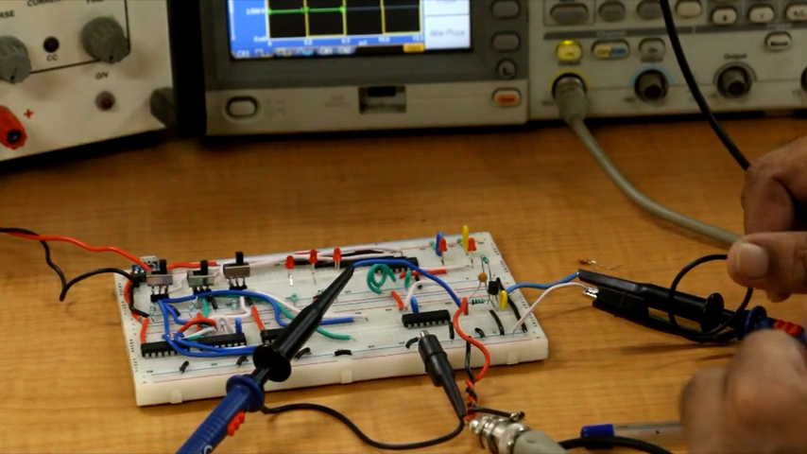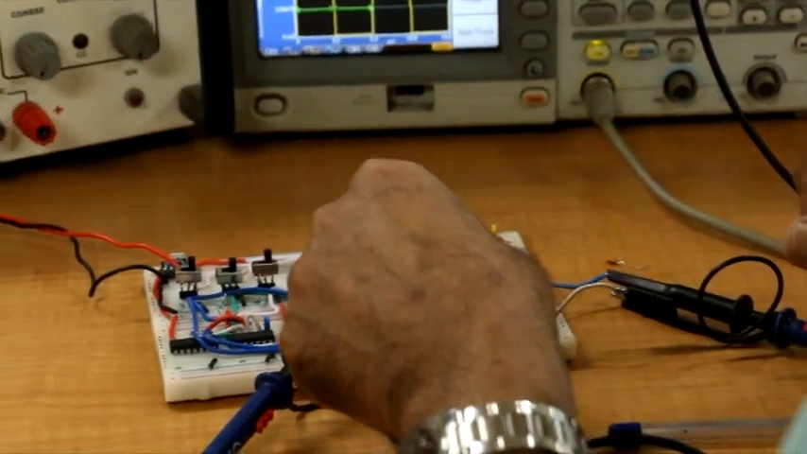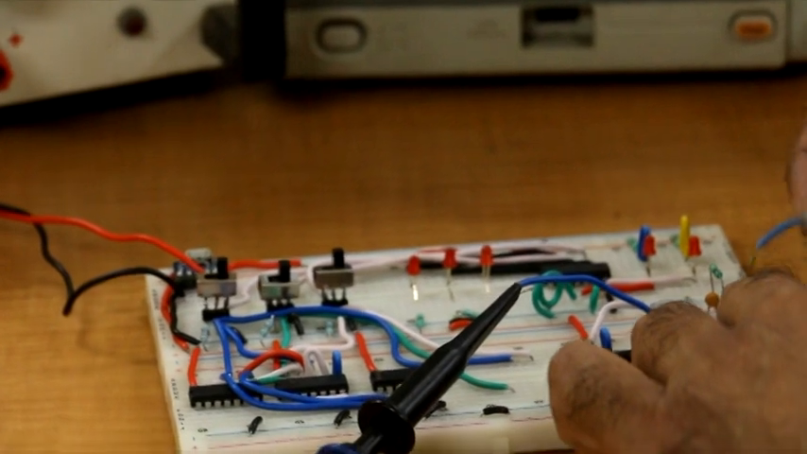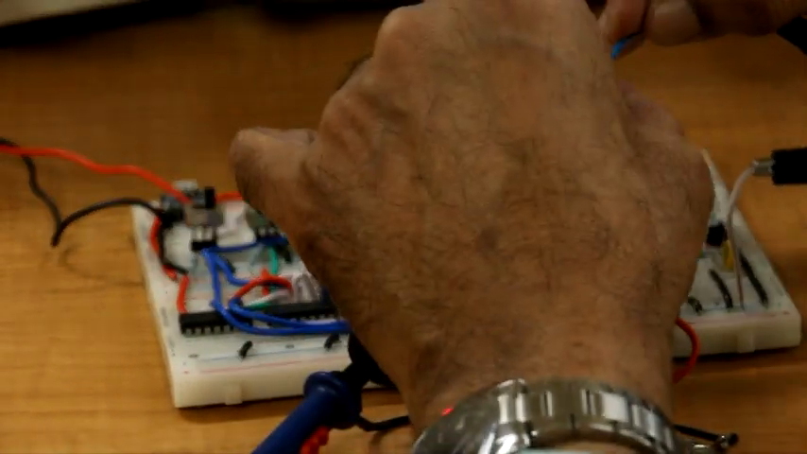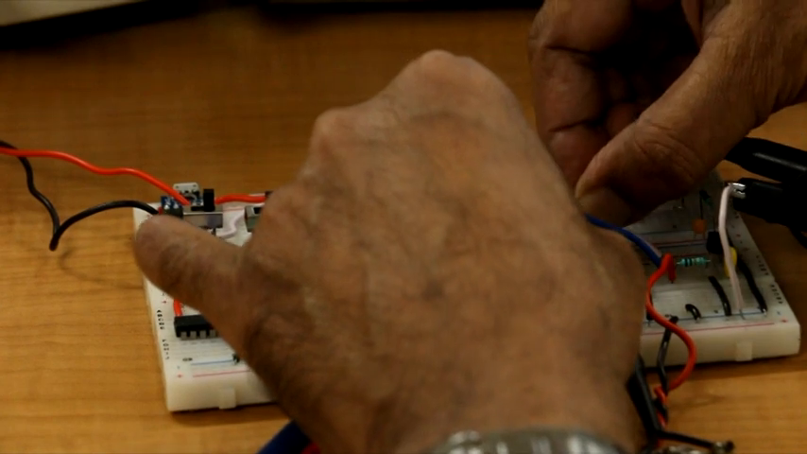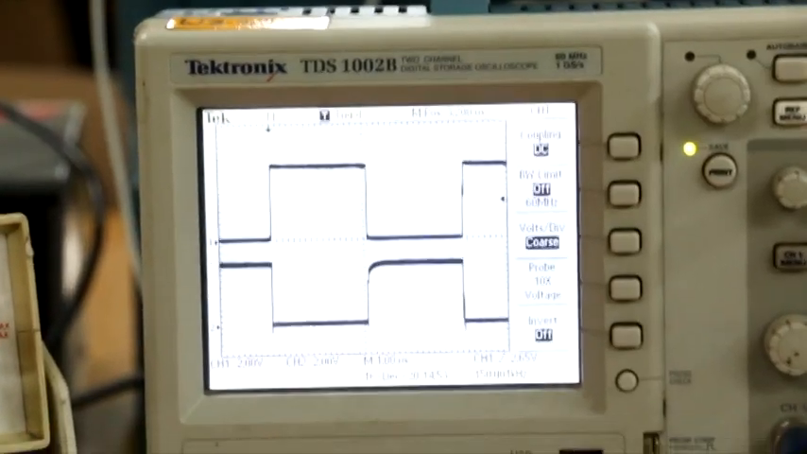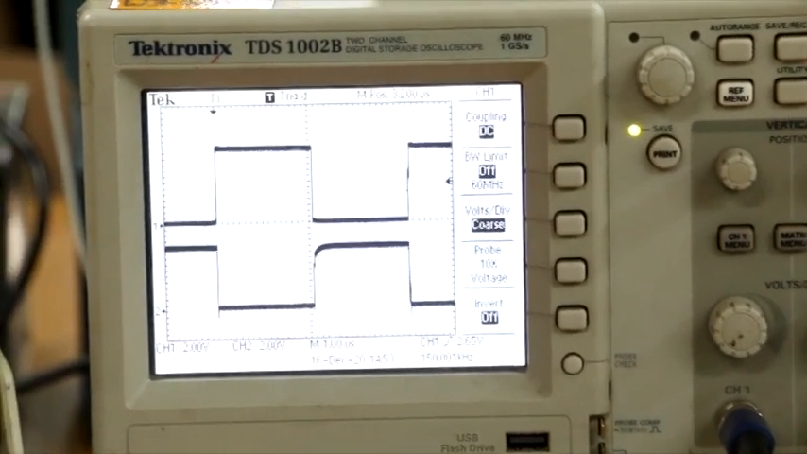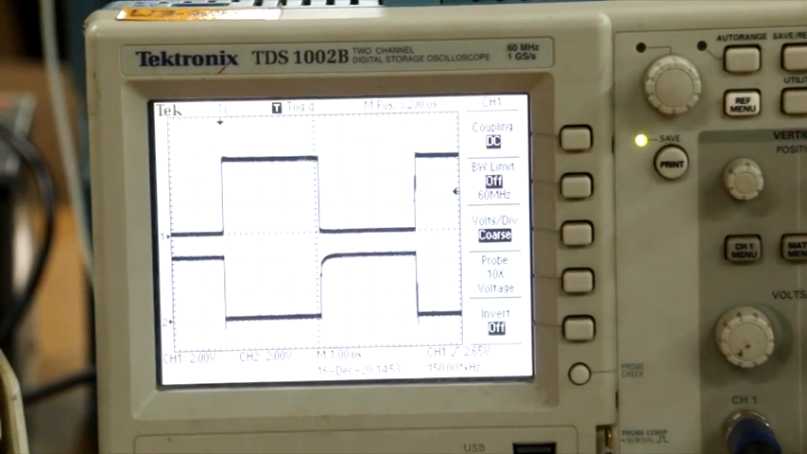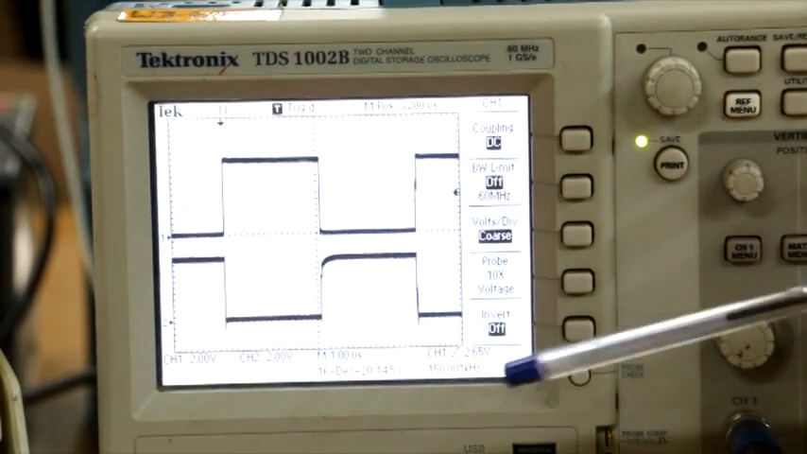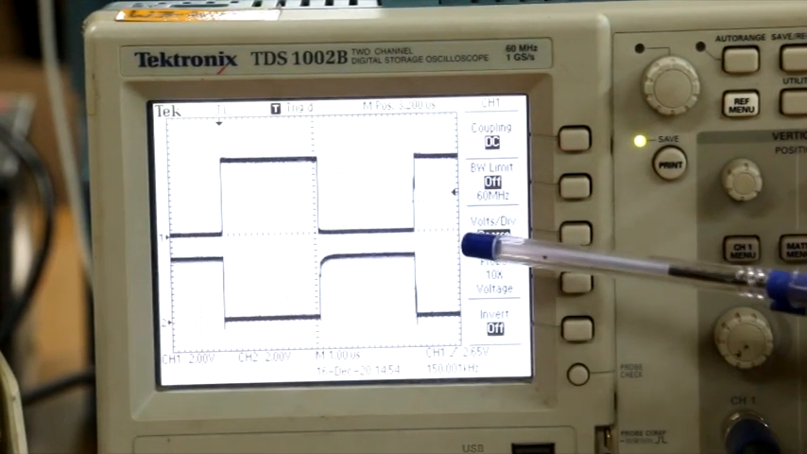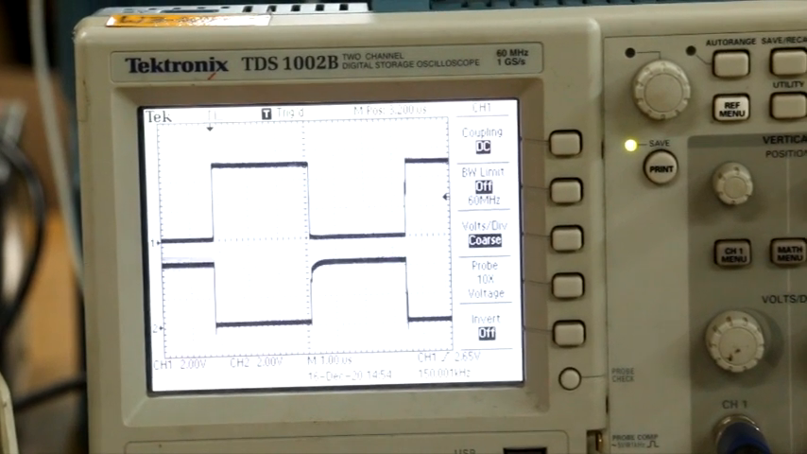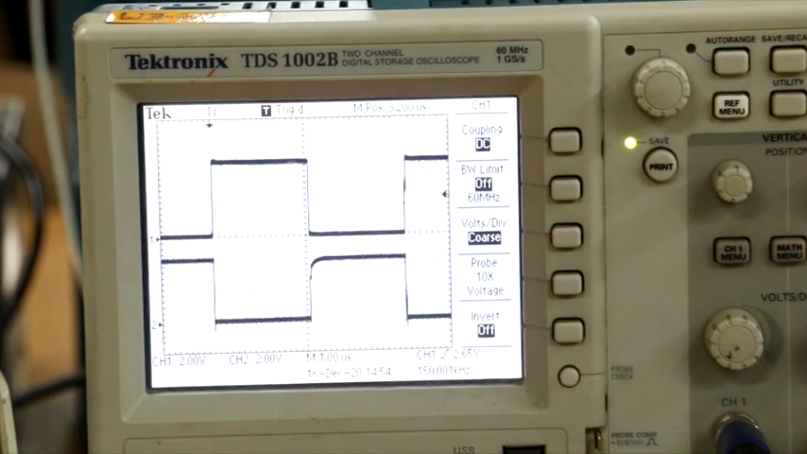So right now I am just connecting the output of the TTL inverter. Okay, so right now what you are seeing is the TTL inverter. Let's see first of all how the TTL inverter works. You see that for the same frequency, without changing anything, the TTL inverter output is much better. Let me go higher. Let me go to 500 kilohertz, and this is the TTL inverter.